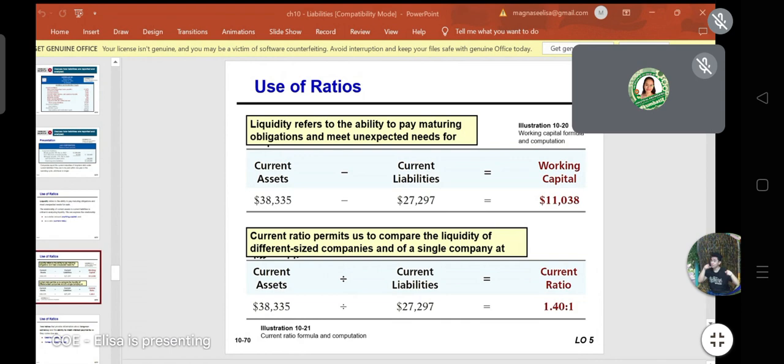So current assets minus current liabilities. But the current ratio is current assets divided by current liabilities. This is the relationship between your current assets versus your current liabilities. So in this case, for every $1 of liability we have 1.4 of current assets available to pay your current liability. Do you understand the meaning of that? For every one current liability, there is 1.4 of current assets available to pay your debt. So that's the meaning of that.